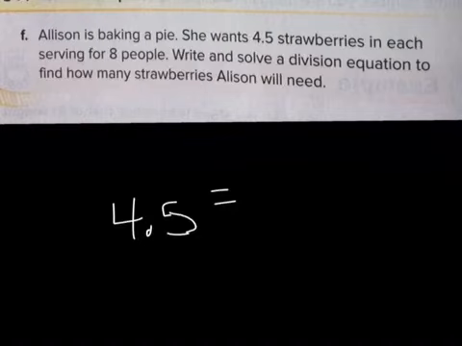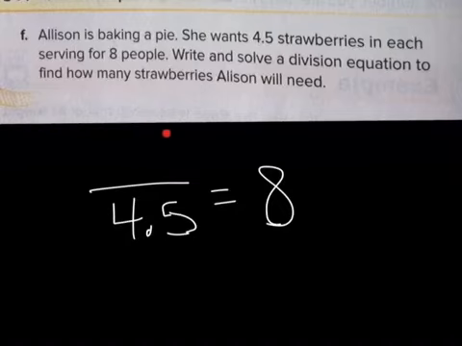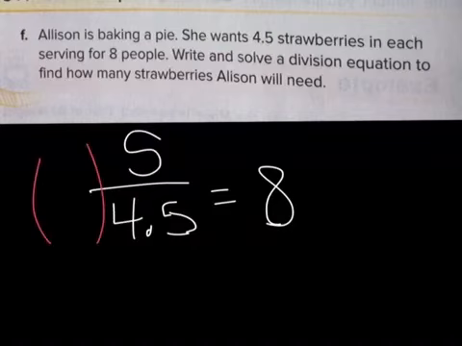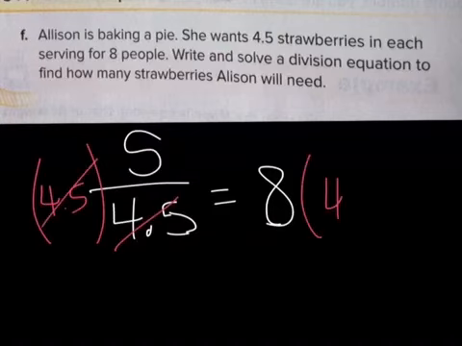Okay, so what she wants is 4.5 for 8 people, but we're cutting up a number of strawberries in servings of 4.5 to get 8. So our servings can be represented by the letter S. We're going to divide that number by 4.5 so that we can get 8 servings. Again, I hope that makes sense to you. We multiply both sides by 4.5.